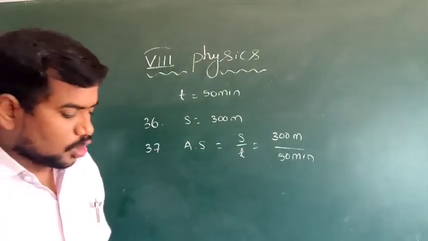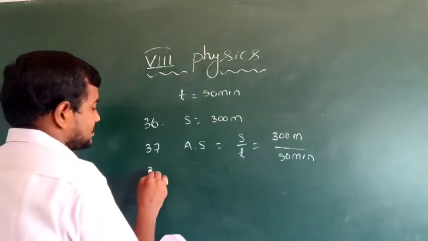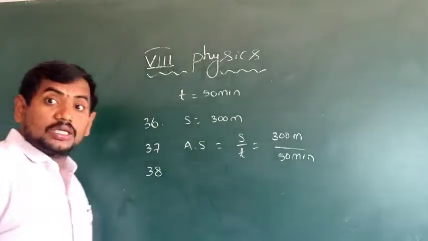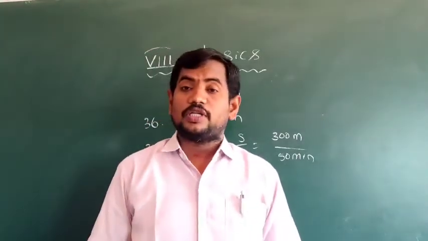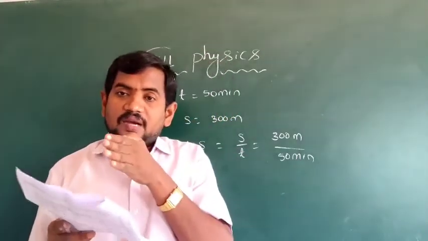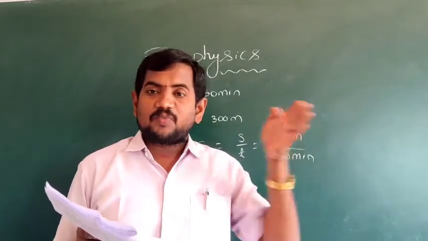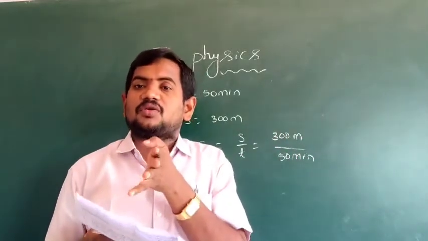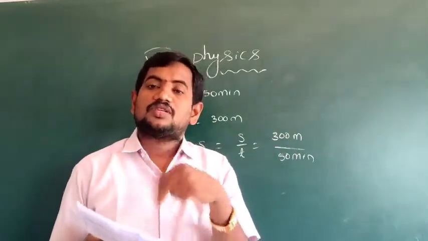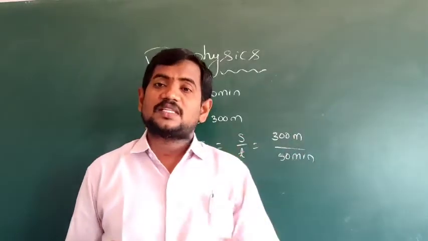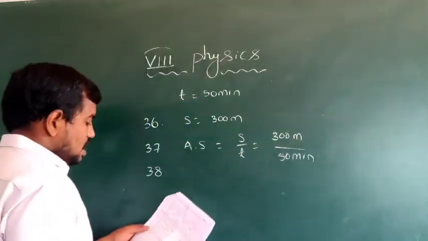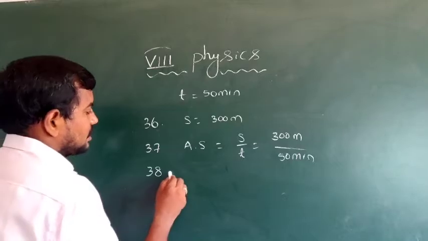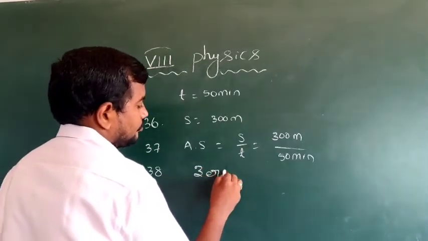And next one is the total displacement of the teacher. 38th one: the total displacement of the teacher is. We know that for one round, 15 meters like this, and again comes back. For one round, what is the displacement? 0. For 2 rounds, 3 rounds, 10 rounds, also displacement is 0. So here, the displacement of the teacher is 0.